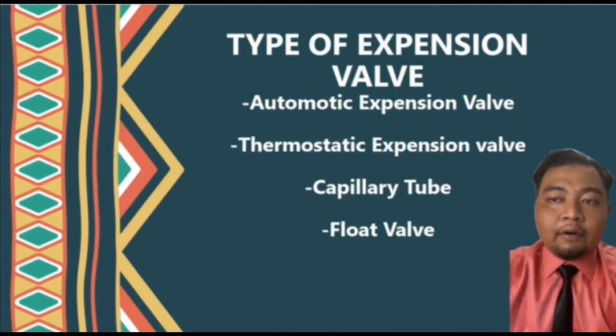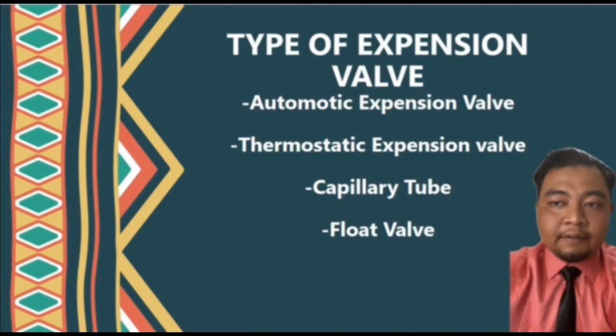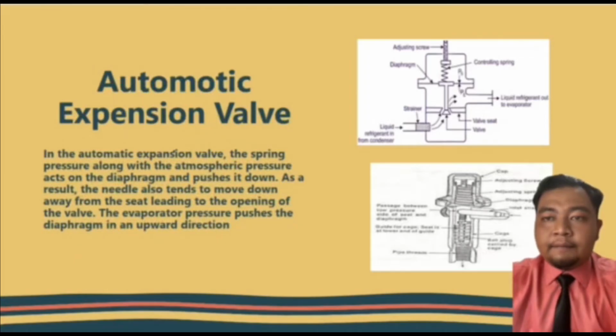There are 4 types of expansion valve. First is the automatic expansion valve. Second is the thermostatic expansion valve. Third is the capillary tube. Fourth is the float valve. First expansion valve, it is the automatic expansion valve.